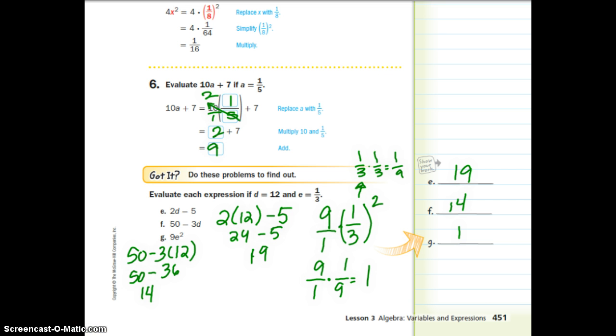I got 19, 14, and 1. Notice on number G, I put the 1/3 in parentheses with the squared, and I had to do that first because parentheses and exponents have to be done first. 1/3 times 1/3 is 1/9. 9 over 1 times 1 over 9. The 9's cancel out, and you have the answer 1.